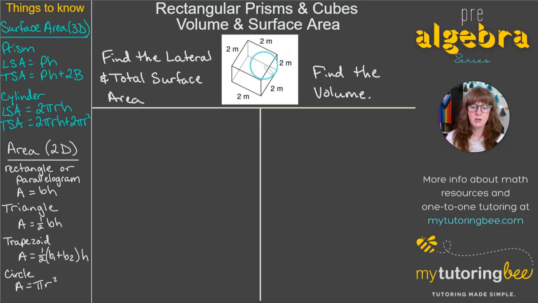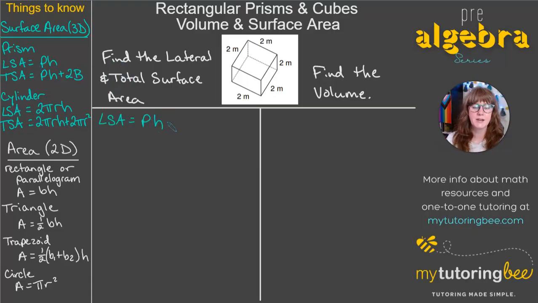Okay, we've got this cube here, and we can tell that it's a cube because all of the edges are 2 meters in length, and we're being asked to find the lateral and total surface area, and then also to find the volume. So let's just start with the lateral surface area. I've got some of our formulas over here. So LSA is for lateral surface area, and we're given that it is equal to pH. Okay, so let's start with that.